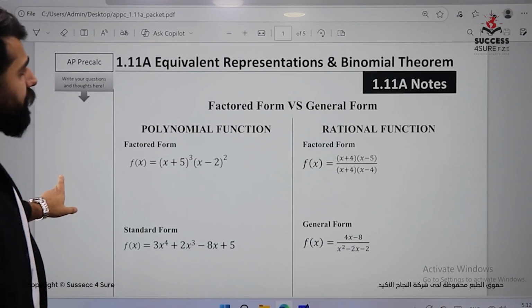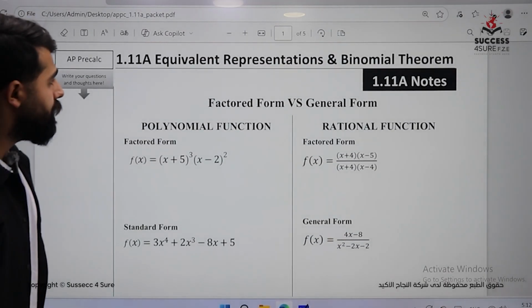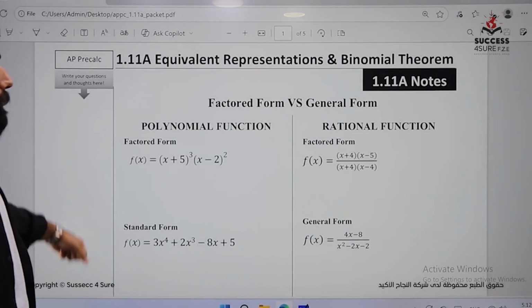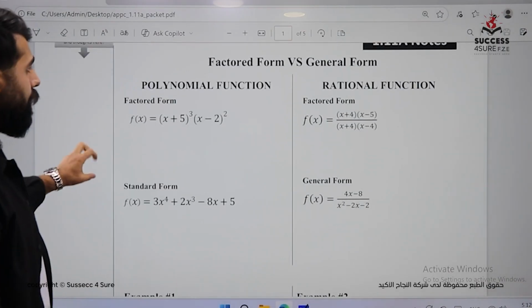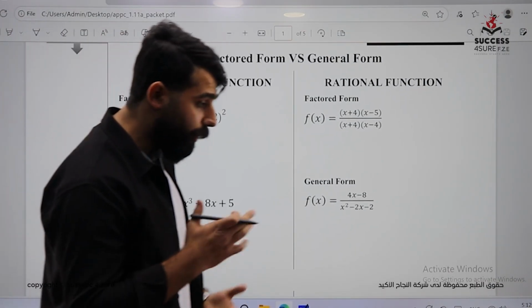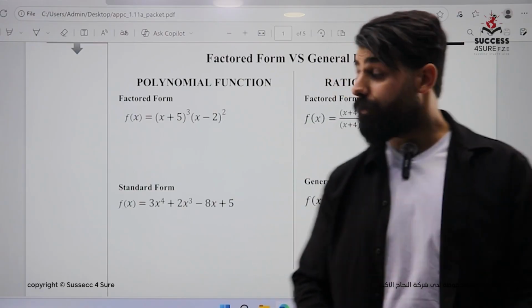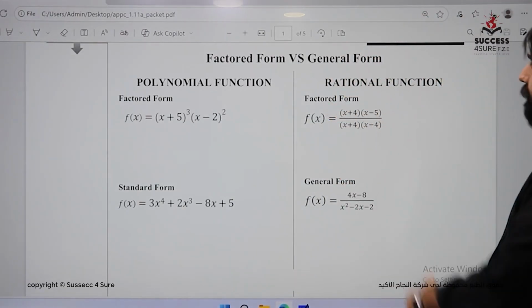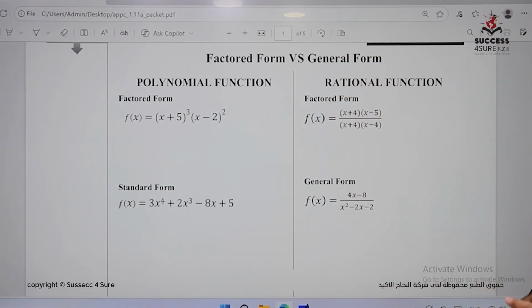Now today we're going to talk about binomial theorem and the equivalent representation. First of all, you have to know that we have two forms for writing all the functions that we deal with, like the polynomial functions and rational functions.